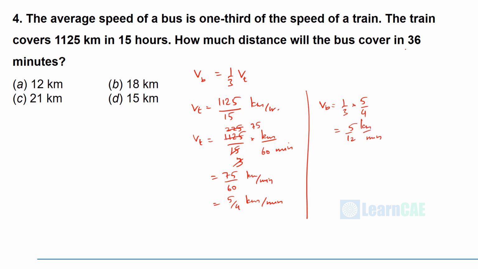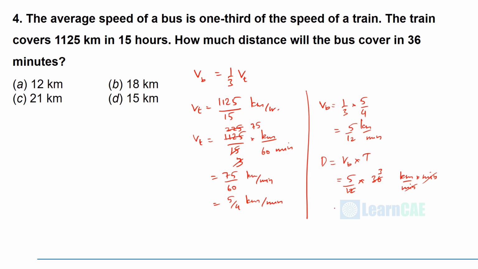They are asking how much distance will the bus cover in 36 minutes. Therefore, distance is equal to speed into time. This is 5 by 12 into time 36. The unit of VB is kilometer per minute and the time is in minutes.